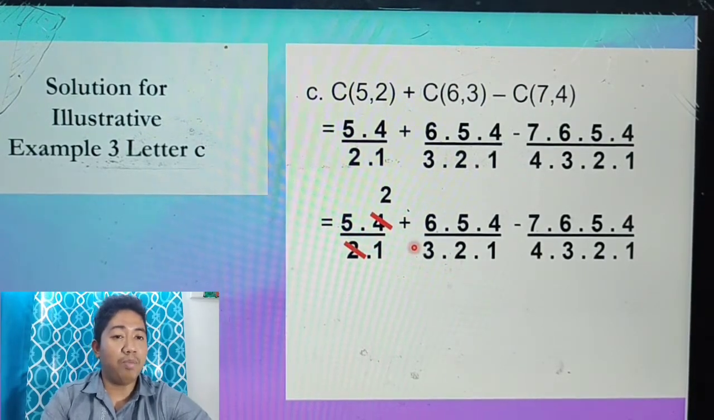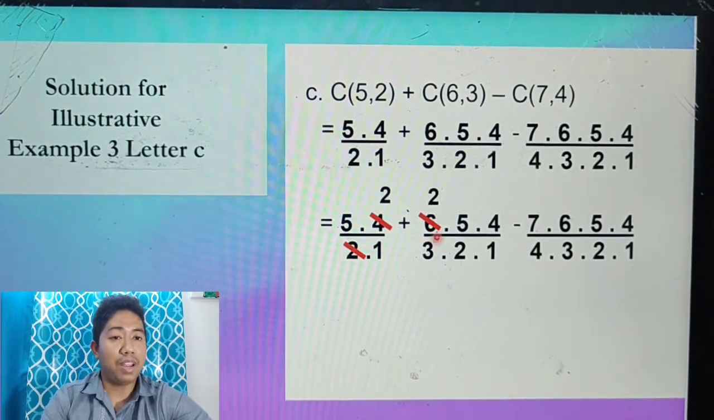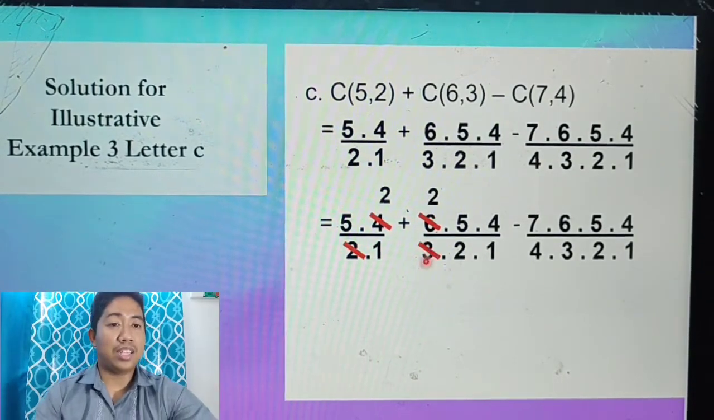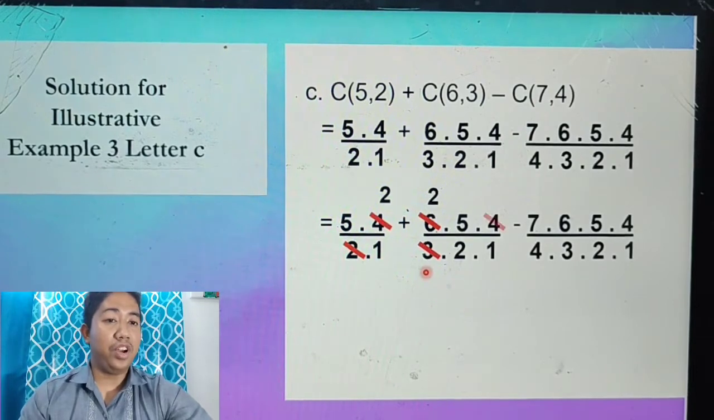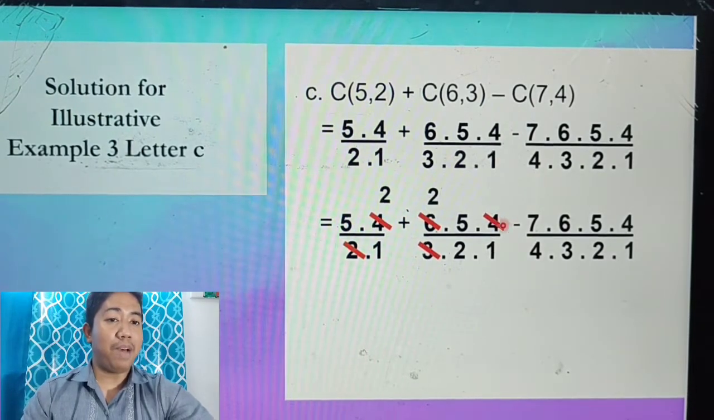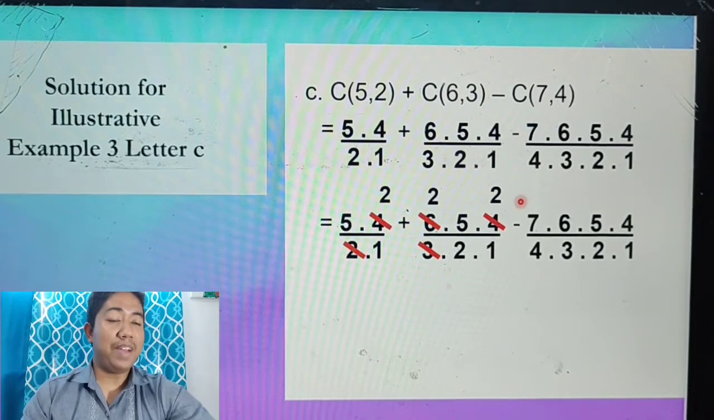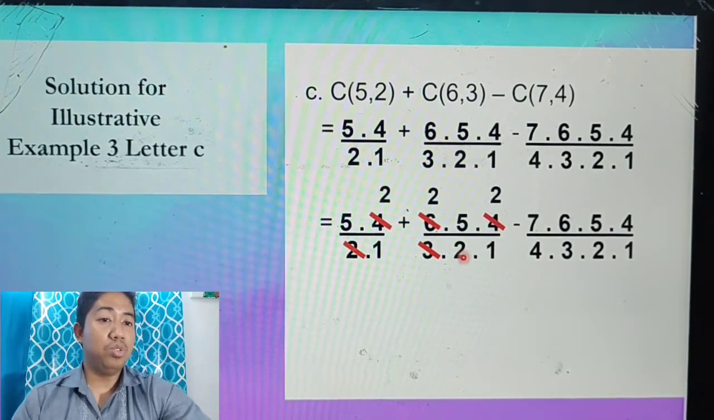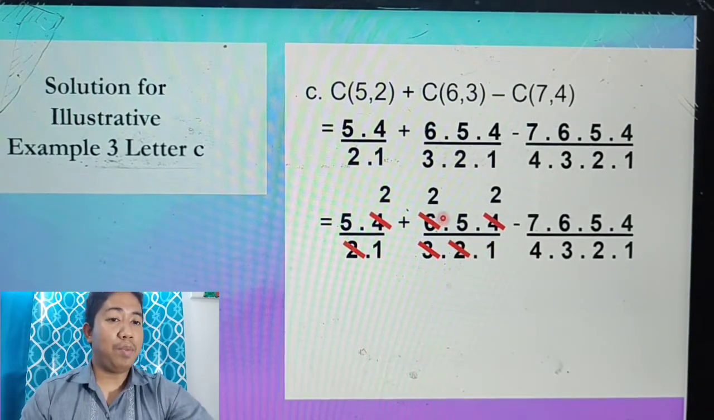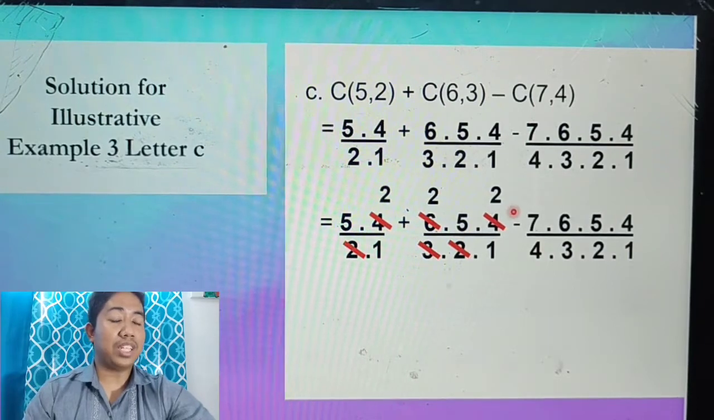Next, on the second term, since 6 is divisible by 3, 6 divided by 3 is 2. So cancel out 3. And of course, 4 is divisible by 2, so 2 divided by 2, we get 2. So we have the remaining factors, 2 times 5 times 2 on the second term.